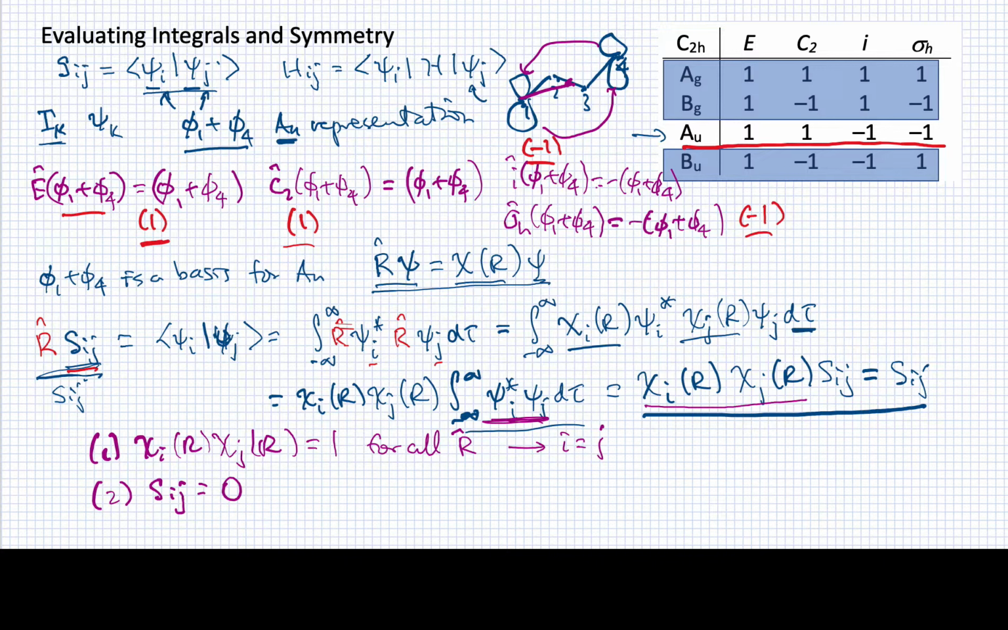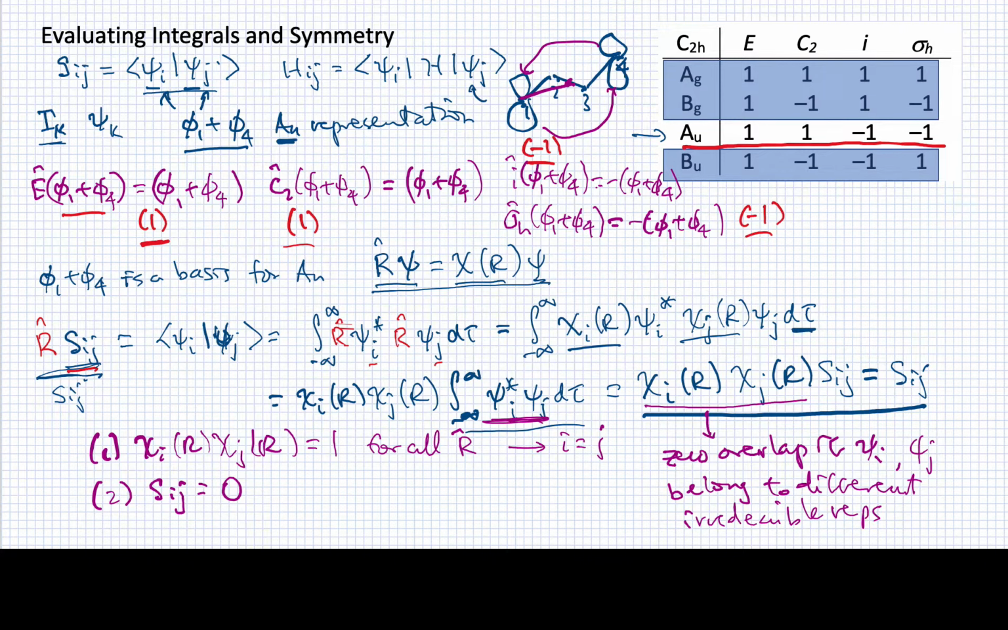There's another way, however, that we can generate this equality, and that is if this particular overlap integral equals 0. So essentially what this demonstrates is that we will get 0 overlap if psi i and psi j belong to different irreducible representations. All right, that's a powerful result. It tells us automatically now that if they don't belong to the same irreducible representation, we can effectively ignore that overlap. It's going to be 0.